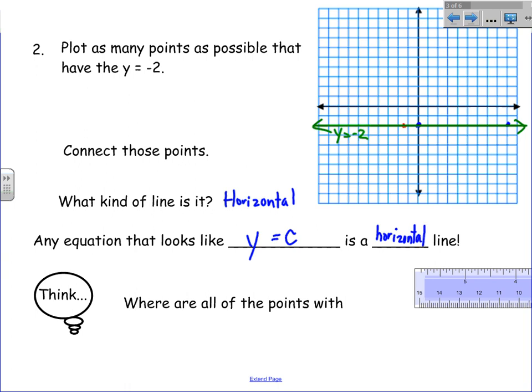Again, it's a little bit disorienting. My recommendation is to think like this. Where are all of the points with y values of c, whatever the constant happens to be? Find a couple, and then it should dawn on you, oh yeah, that's that weird vertical or horizontal line. All right, questions?